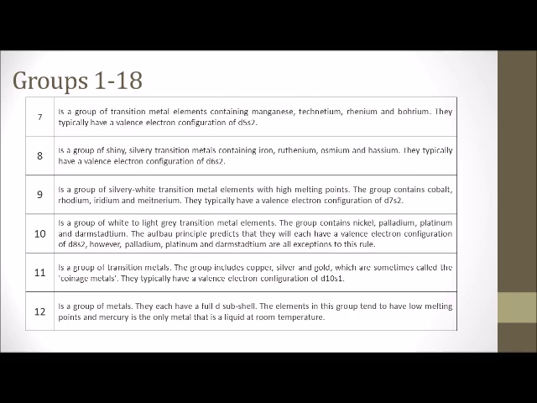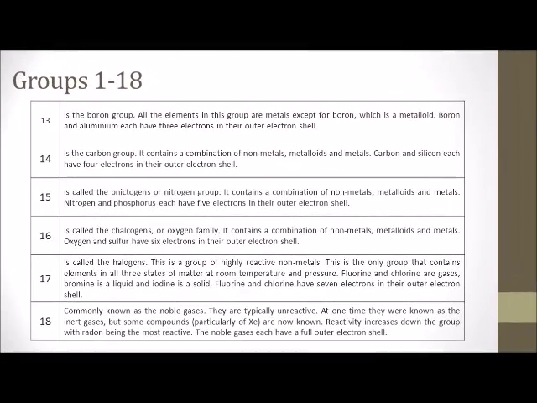Group 1 are the alkaline metals, group 2 alkaline earth metals, groups 3 to 12 transition metals, group 13 boron metals, group 14 carbon elements, 15 nitrogen elements, 16 chalcogens, 17 halogens, and 18 noble gases.